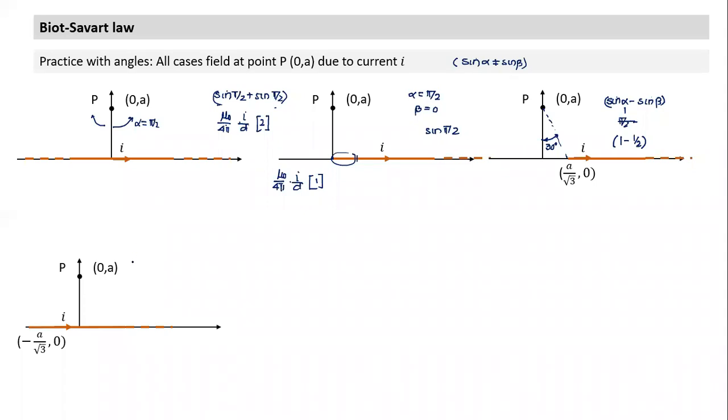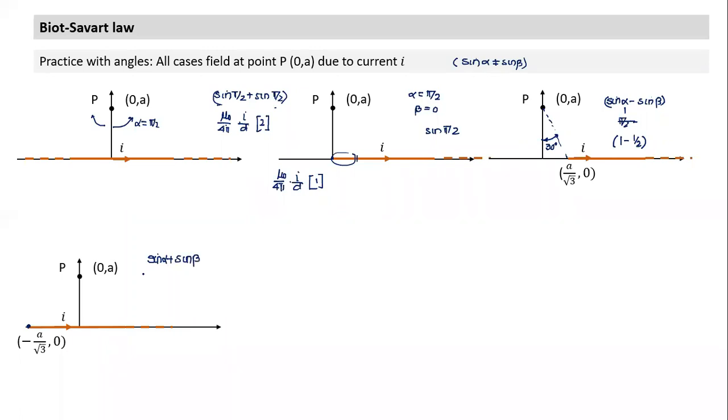Let's look at this particular case. It starts from here and extends up to infinity. Will it be a sine alpha minus beta type or a sine alpha plus beta type here? Plus type. First of all, both are on the opposite side, so it will be of this nature: sine alpha plus sine beta.